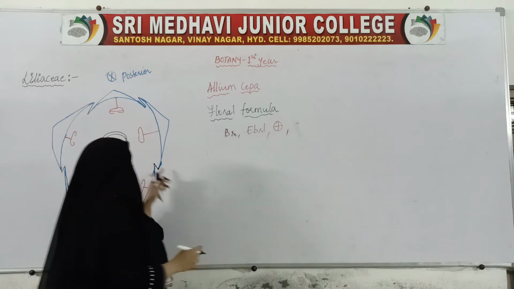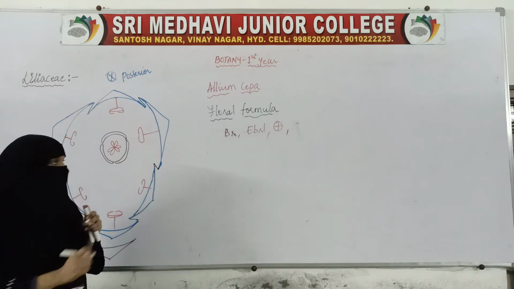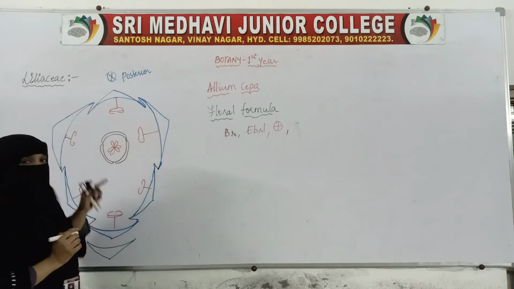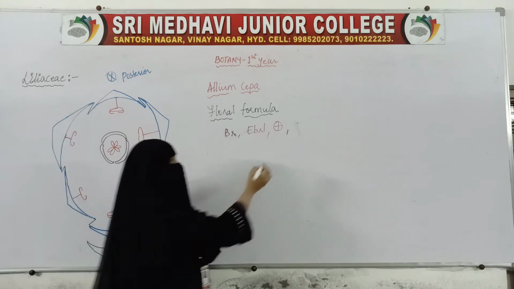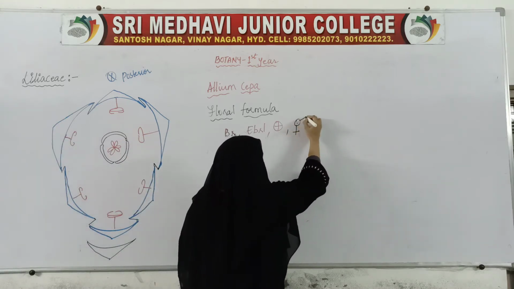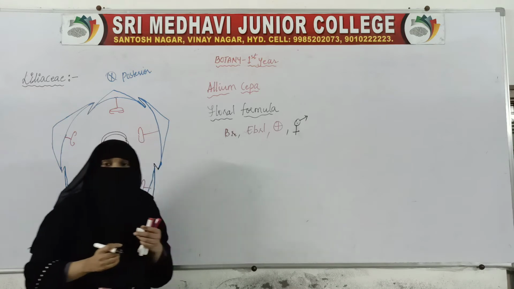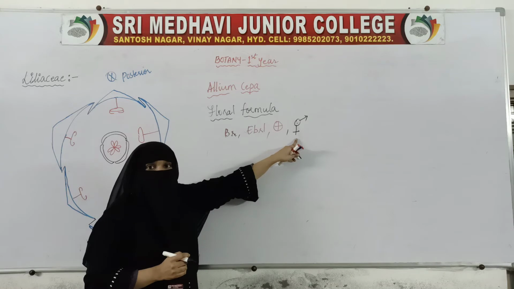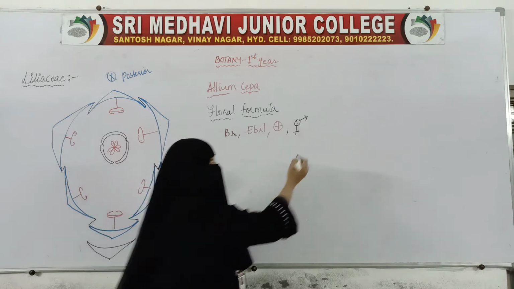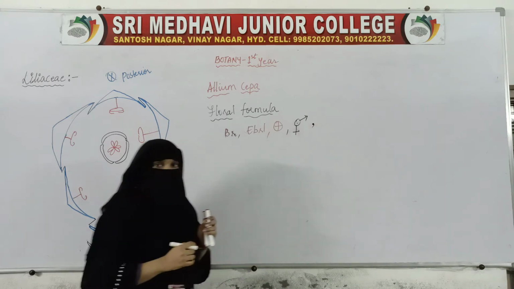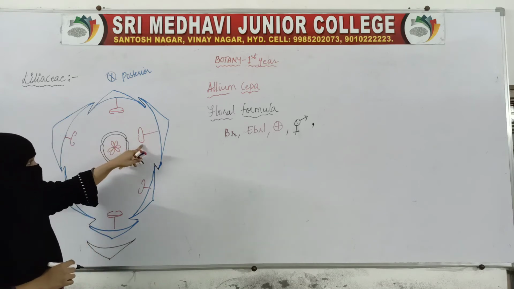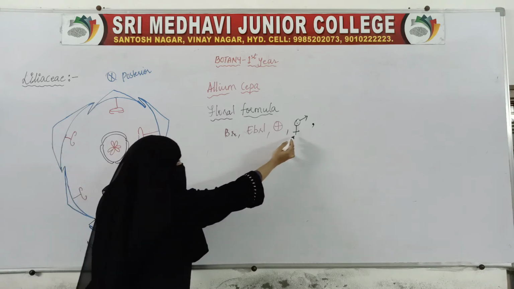Bisexual. Okay, first we will deal with this. How many reproductive organs do we see? Here this is the stamen and this is the gynoecium. Stamen is also there, gynoecium is also there. So this flower is a bisexual flower. Okay, so actinomorphic flower, bisexual flower. The flower is bisexual, that is, both the sexual reproductive organs are present. Gynoecium is present, androecium is present.